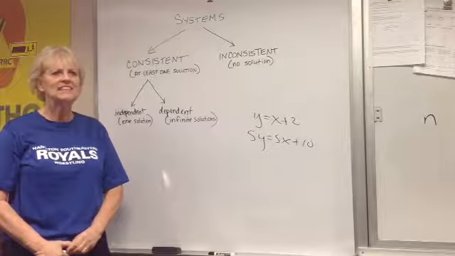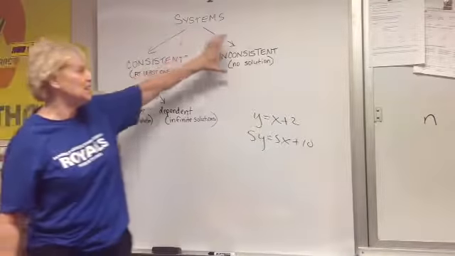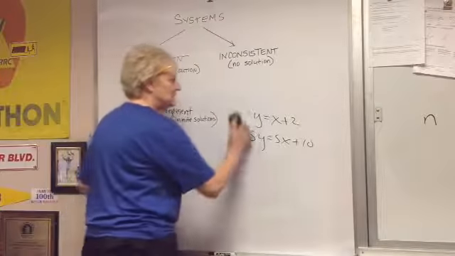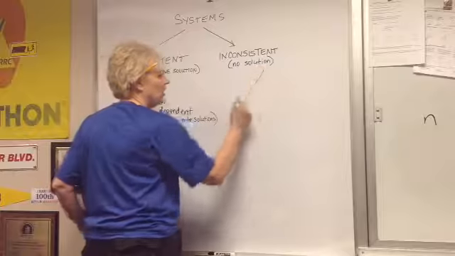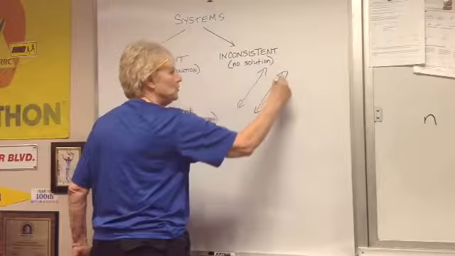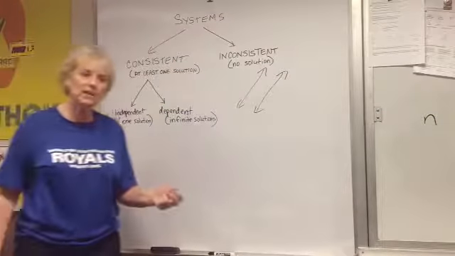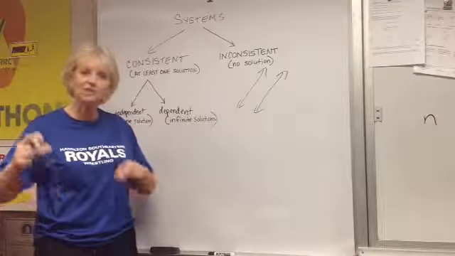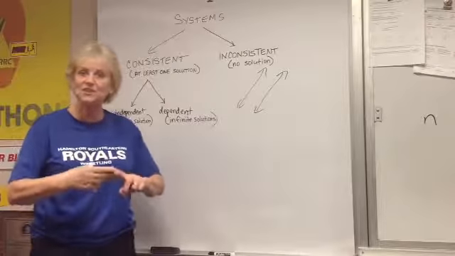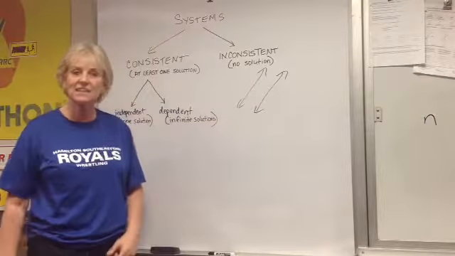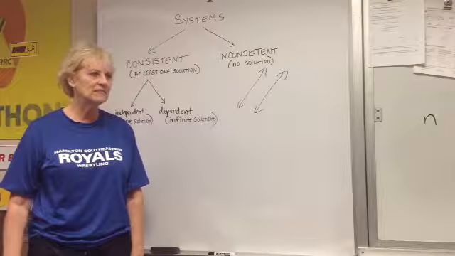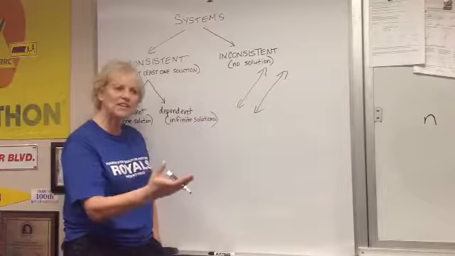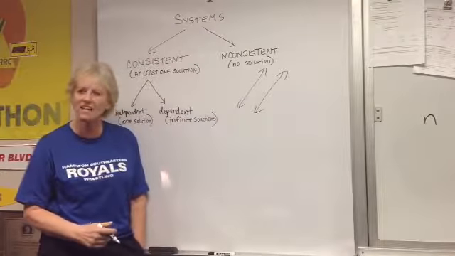Systems are broken down into either consistent or inconsistent. If they are parallel, they're called inconsistent. Tomorrow you're going to get a homework assignment that gives you a system, and you just have to look at it. I don't want you to graph it. I don't want you to solve it. You just look at it and tell me, are they parallel? Now, how do you know? What does a system of two equations that make two parallel lines look like?